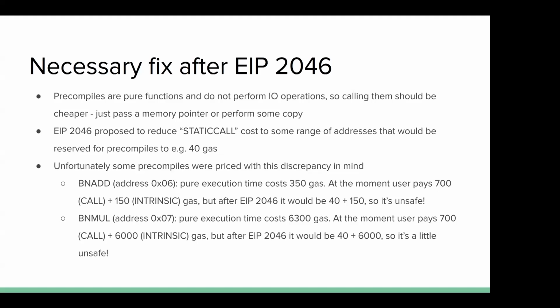Yeah. Am I understanding right if I'd say that the intrinsic cost that we see here, the 150 for add or the 6,000 for multiplication, isn't supposed to be representative of how much the actual precompile operation costs, but it sort of takes into account the cost of call and then offsets the intrinsic by that?